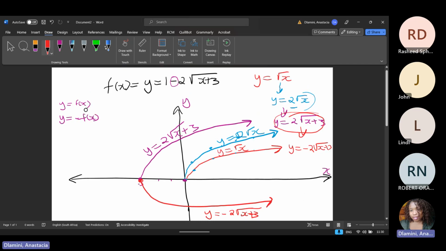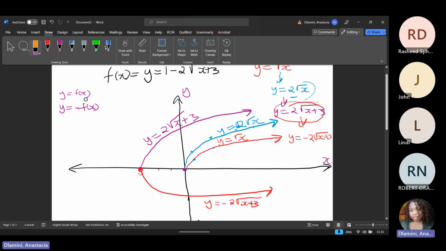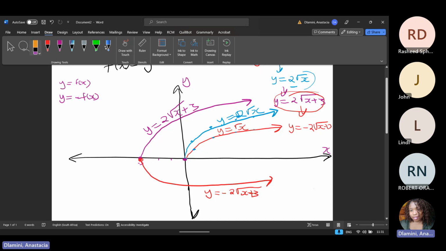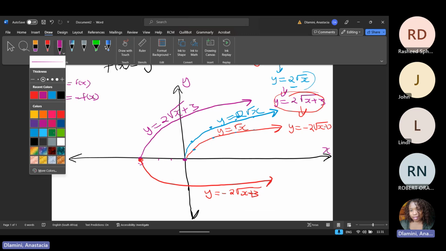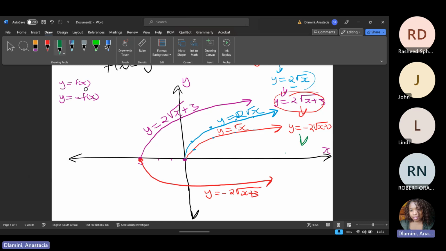Okay. Now that we are done with the negative, we still have a 1 there. We said the 1 will be a vertical shift because it's positive. So this is a vertical shift 1 unit upwards of this new red graph. Let's say green. Now we add 1 to the red graph. So this will be y = 1 minus 2 square root of x + 3. We are moving every point on the red graph 1 unit upwards.